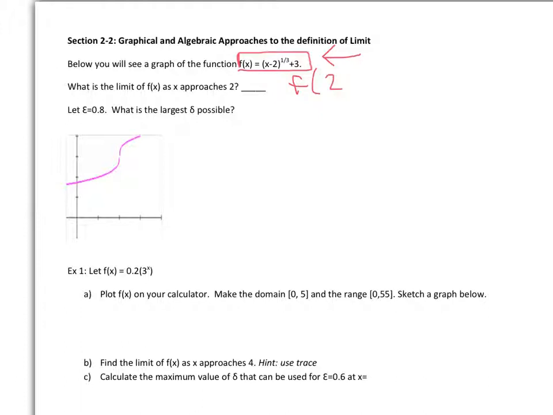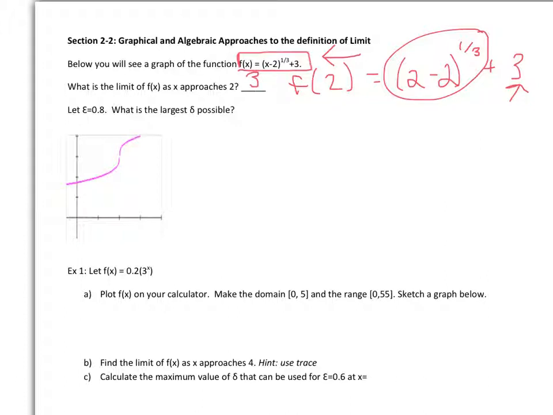So if we have f of 2, that would equal 2 minus 2 to the 1/3 power plus 3. So this whole term doesn't really make sense, but it's going to essentially be 0, right? 2 minus 2 is 0. The cube root of 0 would be 0. So we'd be left with 3. So our limit then, as x approaches 2, would be 3.